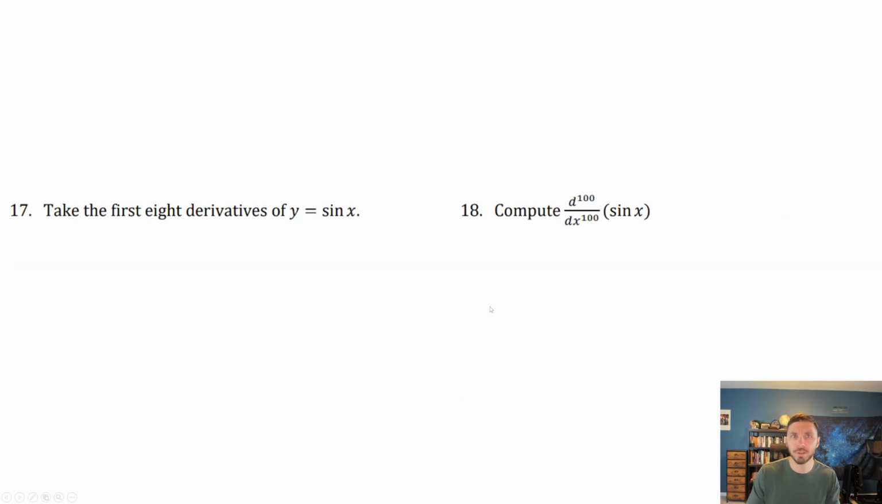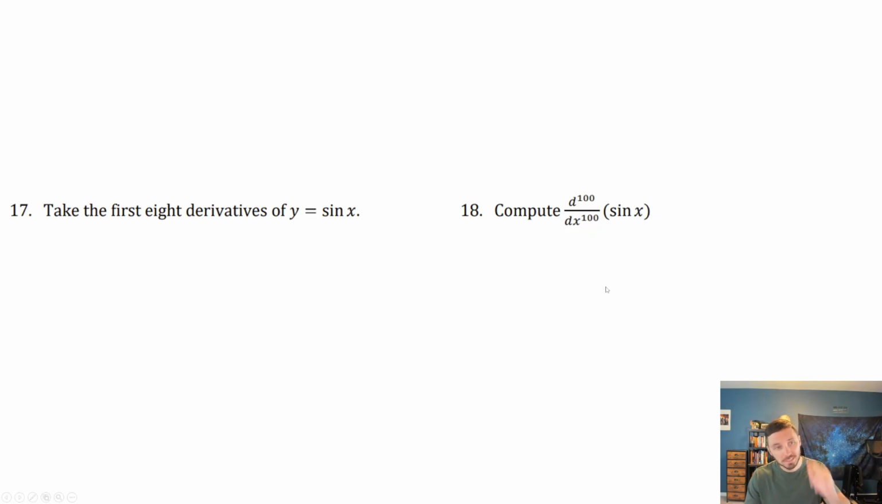Okay, these two are kind of fun. So hopefully you're with me on identifying some sort of sine-cosine pattern, right? You take the derivative of sine, it's cosine, but then when you take the derivative of cosine, it's negative sine. Is there some sort of like thing here? See if you can explore it, figure it out before I do it. Take the first 8 derivatives of sine and then compute the 100th derivative of sine with that logic.